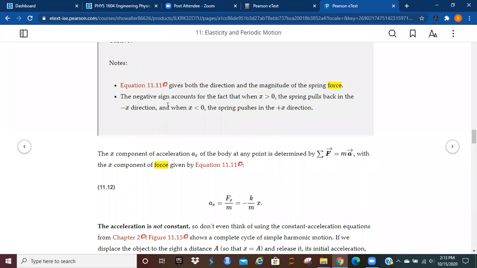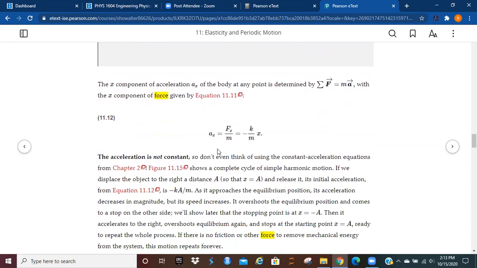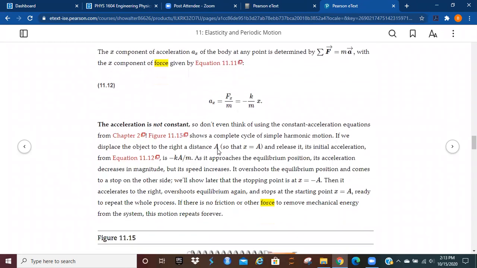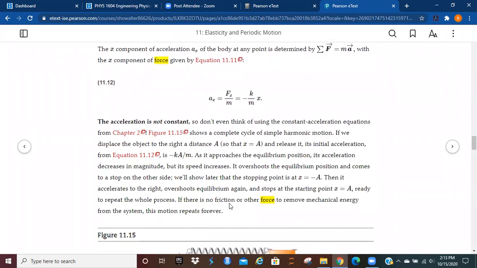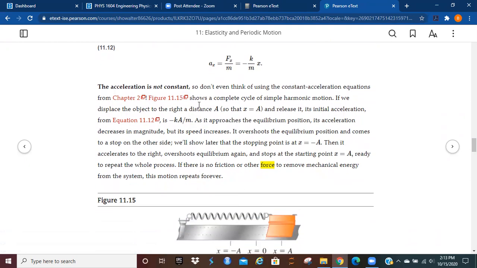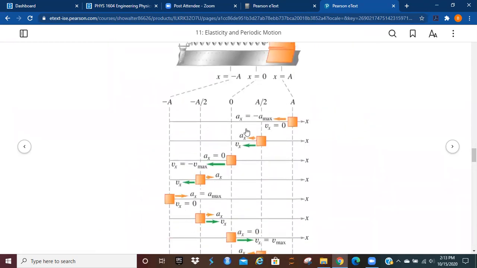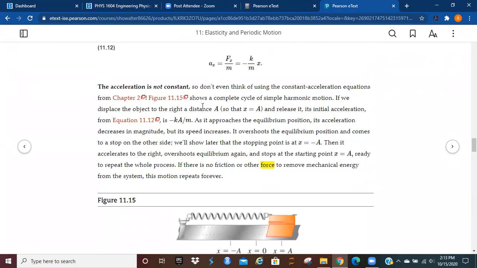The units are going to be newtons. And you can see the discussion regarding the negative signs when x is greater than 0 or when it's less than 0. The acceleration is not constant. So it says here, don't even think of using the constant acceleration equations from chapter 2. Figure 11.15 shows a complete cycle of what's going on. We'll get to that in a minute.